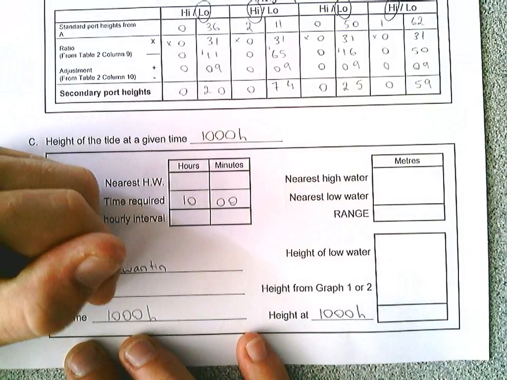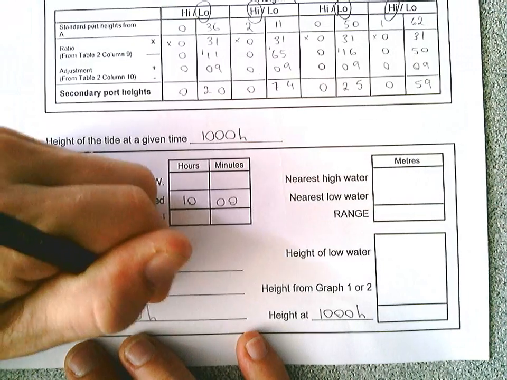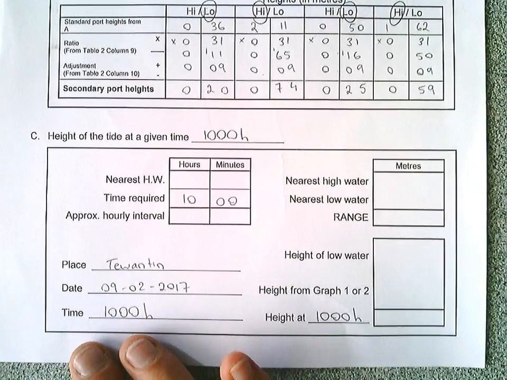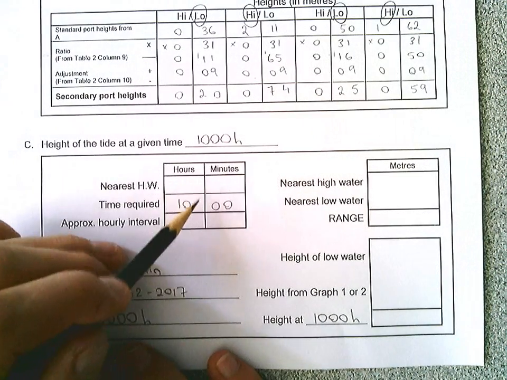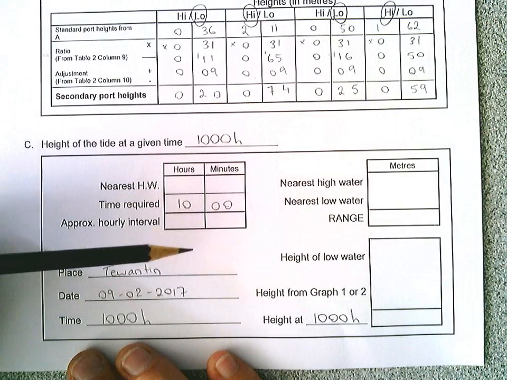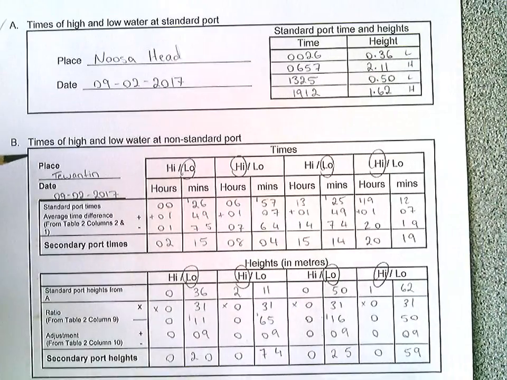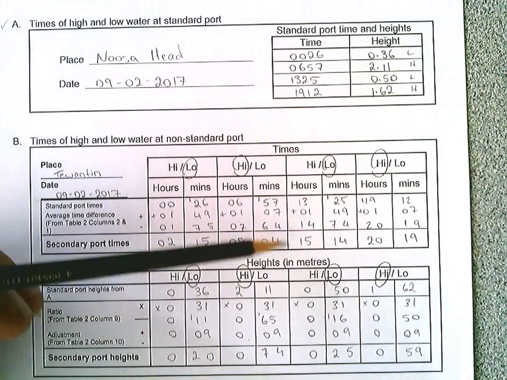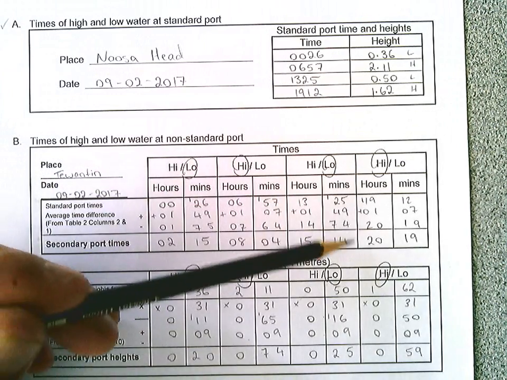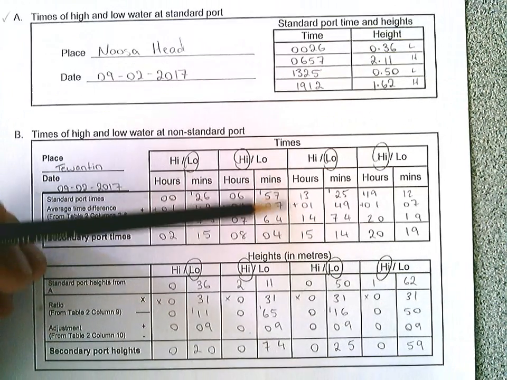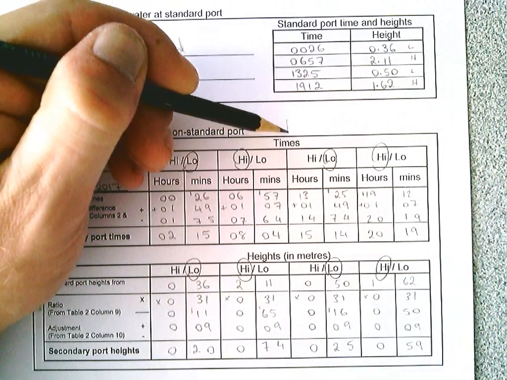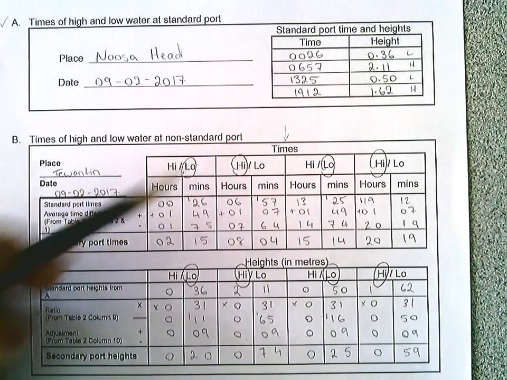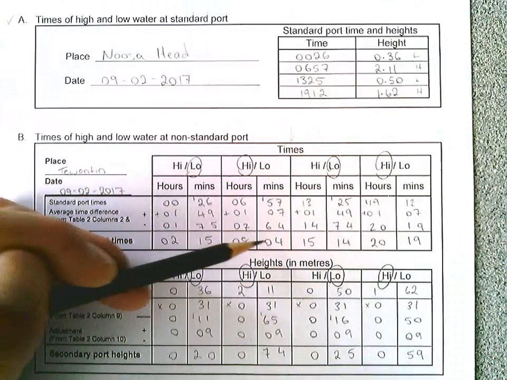The date is the 09/02/2017. Now the nearest high water refers to the nearest high water to 10 o'clock. And if we go up to our information, we've got 2 o'clock in the morning, 8 o'clock in the morning, 3 o'clock in the afternoon. Okay, so 10 o'clock's going to lie between somewhere between that high and that low. Now if that's the case, the nearest high water will be this one, which occurs at 0804.